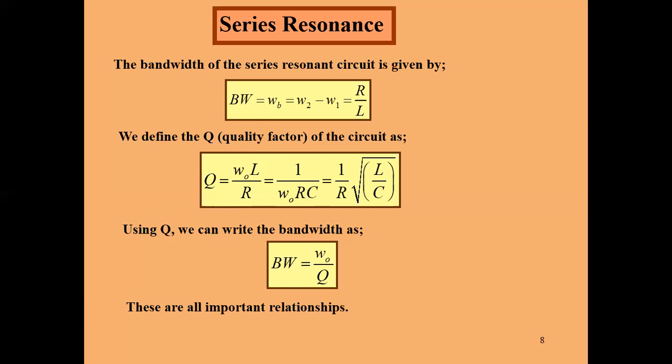Then we define the Q, or we are calling this one the quality factor of the circuit. So how are we able to define the quality factor? Firstly, remember that Q is the ratio of reactive power of the inductor to the reactive power of the capacitor, or here the value of that Q is the ratio of reactive power of the inductor to the reactive power of the capacitor to the true power.